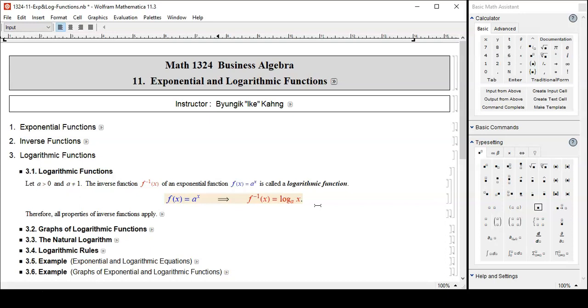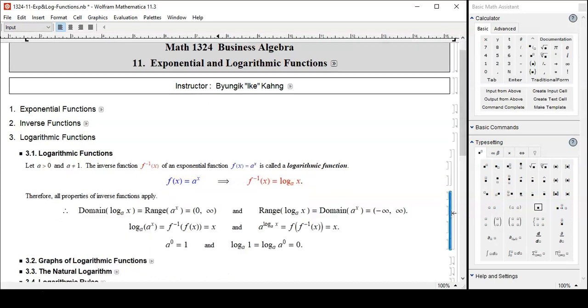And therefore all properties of inverse functions apply. What do you mean by that? Domain becomes range, range becomes domain. And then the cancellation rule. Whenever you have inverse functions, they cancel each other, and then we get the original one back.